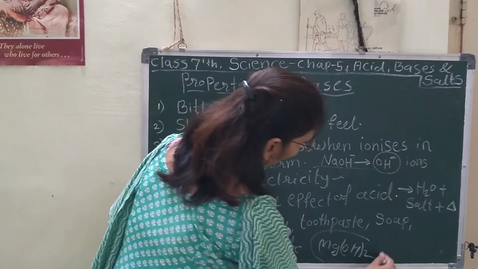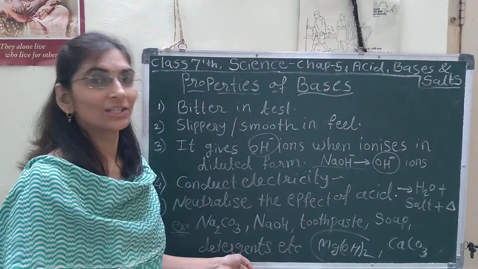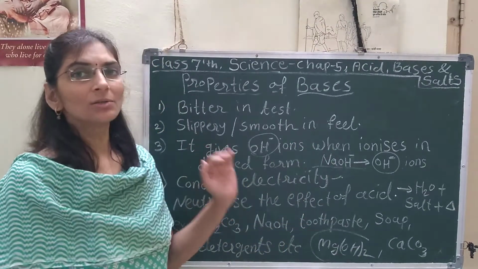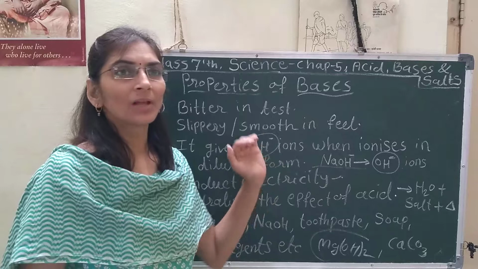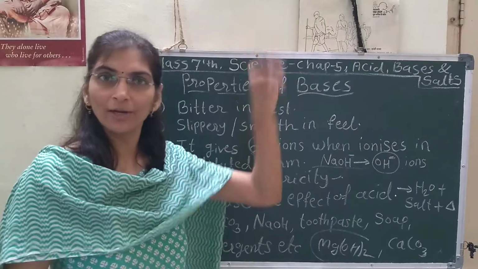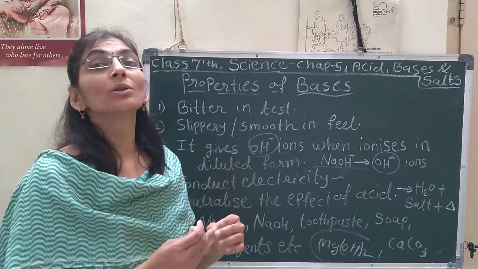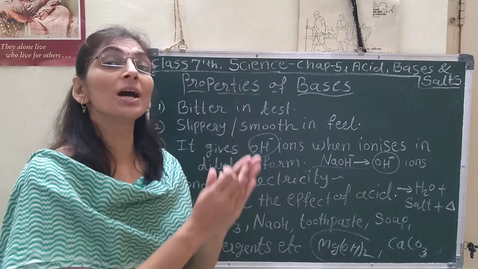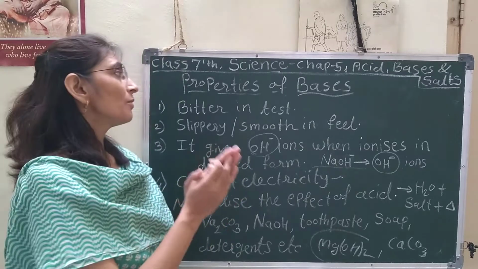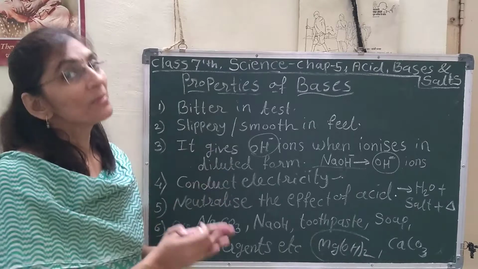Again, one common example is calcium carbonate, which is called lime water. So what is meant by lime water? The lime, or chuna, that we use in daily life for whitewash of walls, when it is diluted, is nothing but calcium carbonate, and it is called lime water. So we will see one by one the properties of these various types of bases.